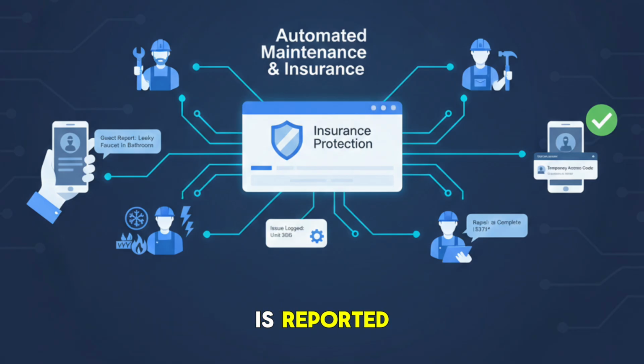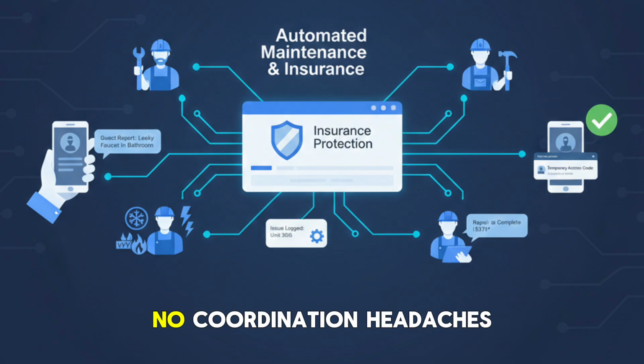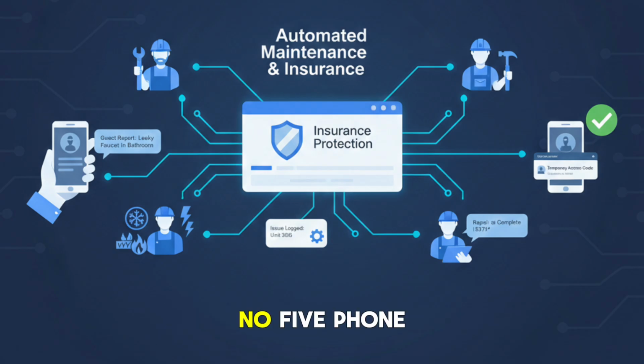When an issue is reported by a guest or a cleaner, the system logs it, alerts us, and we dispatch someone from the list. They get a temporary access code, go to the property, fix the issue, and confirm completion. The guest gets updated. Done. No key exchange, no coordination headaches, no 5 phone calls to find a plumber who can come today.